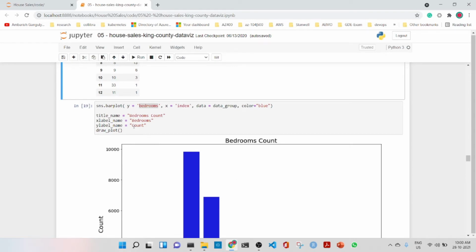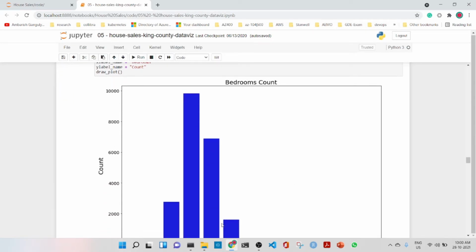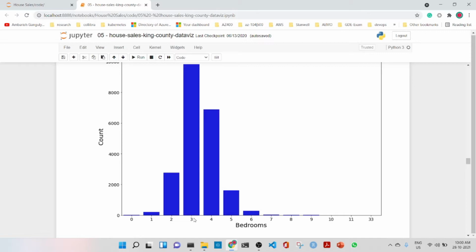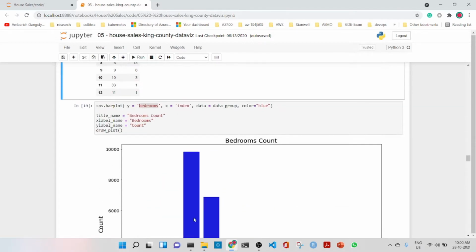Now through which we see that the number of houses is highest in houses with 3 bedrooms. So we have the highest number of houses which are having 3 bedrooms. So here we are using a bar plot.